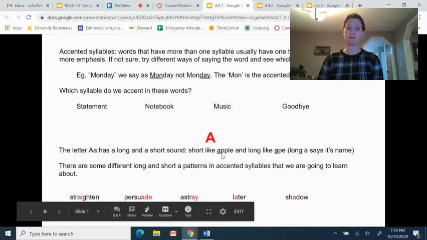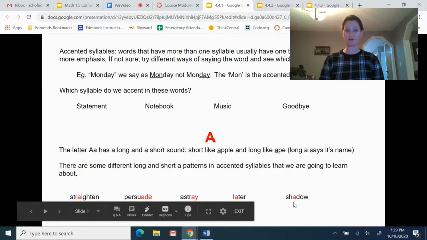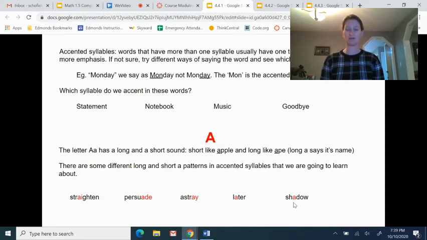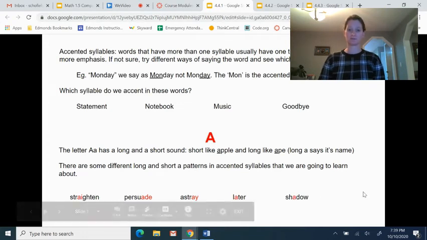Now the short A sound is like A, as in apple. And here we have the word shadow. And in the word shadow, the first syllable is the emphasized one, the accented one, and it has that A sound in it. So it's that short A sound.